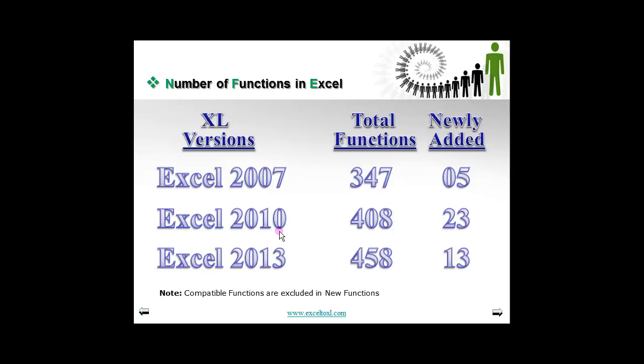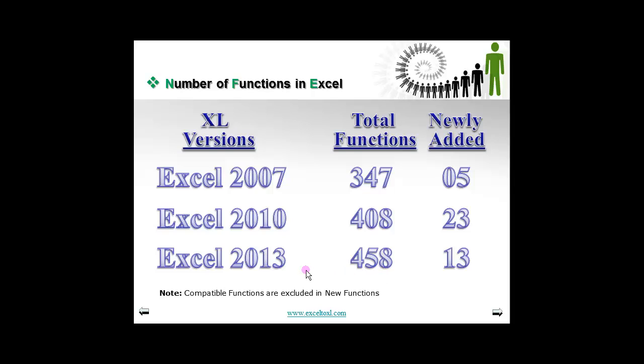Similarly, in Excel 2010 we have 408 functions. However, 23 functions are newly added in the 2010 version. Similarly, 13 newly added functions are listed in the 2013 version. So totally we have 458.